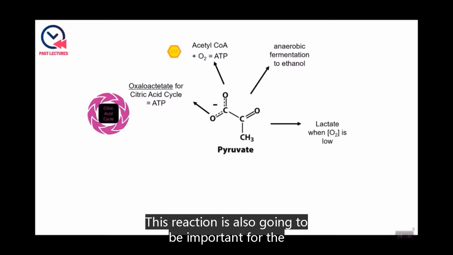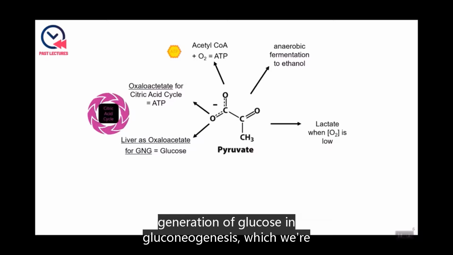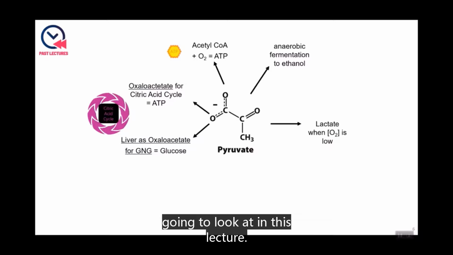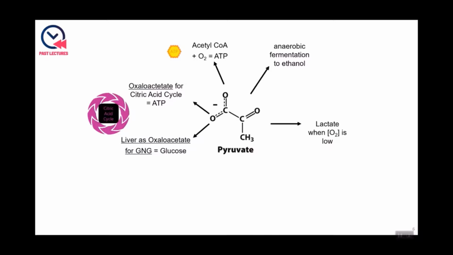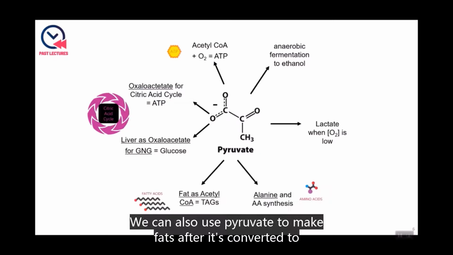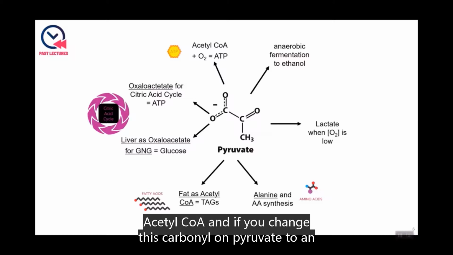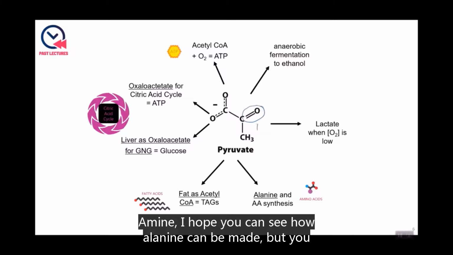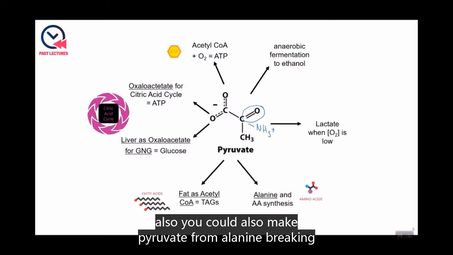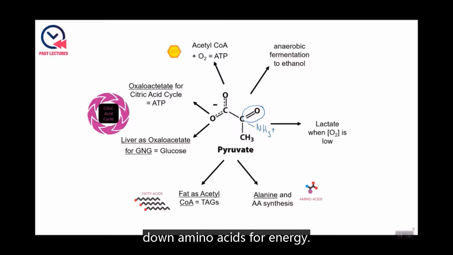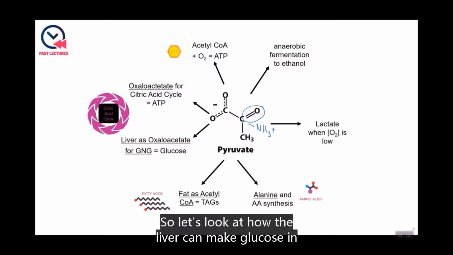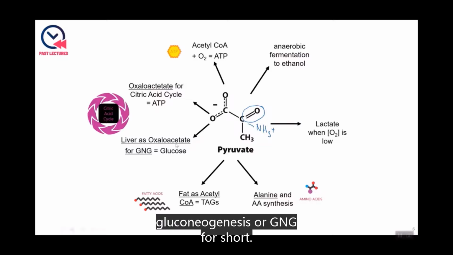This reaction is also going to be important for the generation of glucose in gluconeogenesis, which we're going to look at in this lecture. We can also use pyruvate to make fats after it's converted to acetyl-CoA, and if you change this carbonyl on pyruvate to an amine, I hope you can see how alanine can be made. But you could also make pyruvate from alanine, breaking down amino acids for energy. So let's look at how the liver can make glucose in gluconeogenesis, or GNG for short.